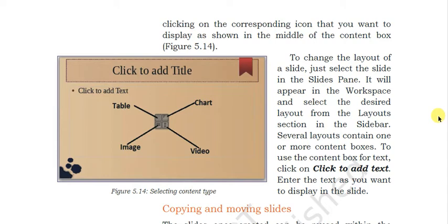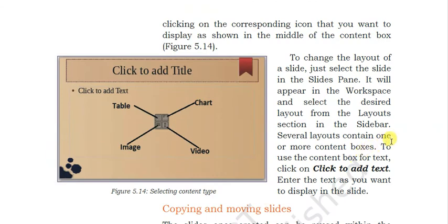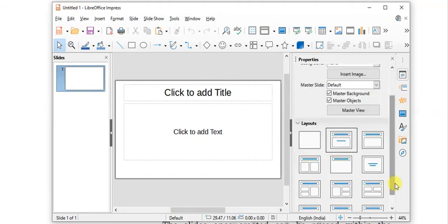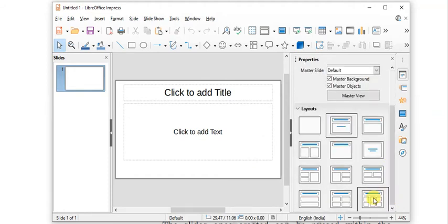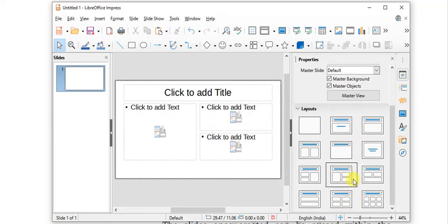Okay, so to change the layout of a slide, you select the slide in the slides pane and it will be appearing in the workspace, that is the main window. You know, this is the workspace where you work. From the layout section in the sidebar, you can select any of the layouts. Okay, let's see. Here we have the layouts. You can have different layouts like this. You can change it. Okay, so these are different options.